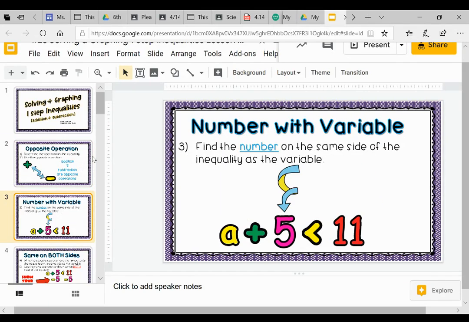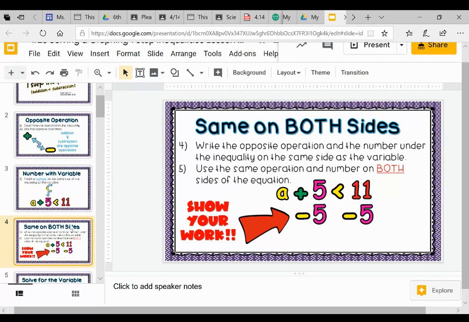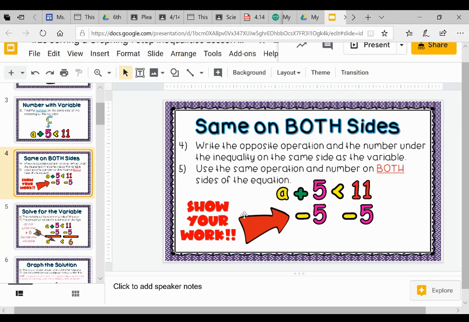So you're going to see an inequality with an addition or subtraction. So a plus 5 is less than 11. So you're going to find the number on the same side of the inequality as the variable. Since the 5 is on the same side as the variable, you're going to use 5. So the opposite operation of addition is subtraction, so I'm going to subtract 5 from both sides. Please show your work.